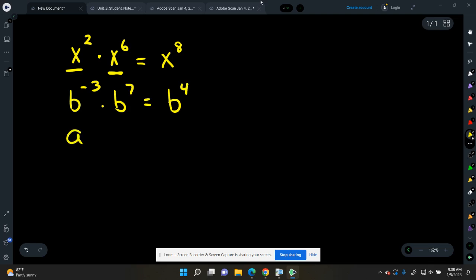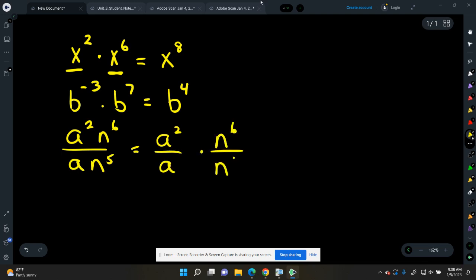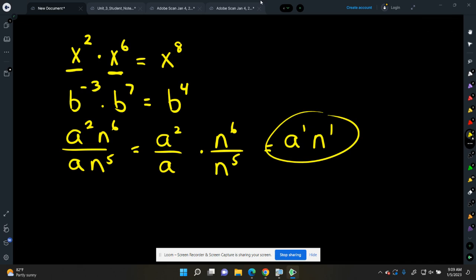Okay, and then let's see the next one, a to the second, n to the 6, over a, n to the 5th. Right, I'm going to separate these. So when we divide, what do we do? We subtract, right. So this becomes a to the first, n to the first. You don't have to put the ones there. You can just do an, okay?